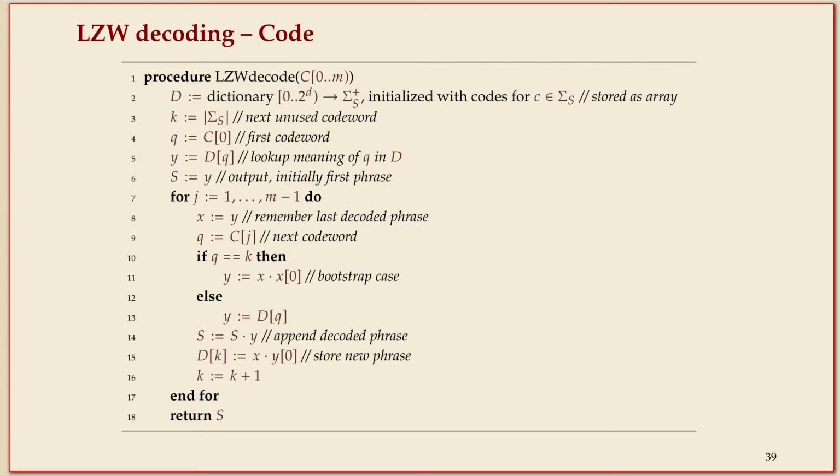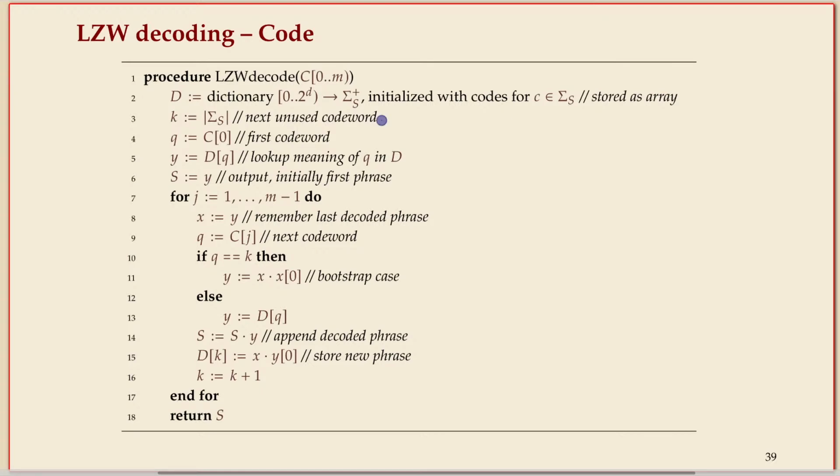So here's the code for that. It looks like a lot of text, but apart from this special case, there's nothing really complicated going on. We start with a dictionary. In this case, we don't need a fancy trie or any special data structure. It's just an array with strings or pairs of previous phrase and one character. And we initialize the first section with all the single characters in the alphabet.